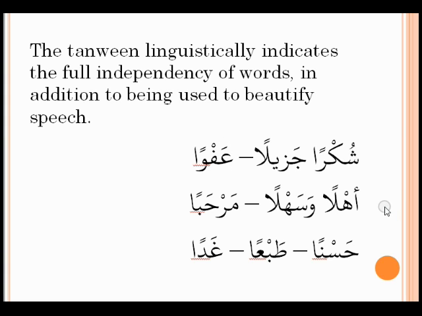The Arabic welcoming phrases, I'm sure you're familiar with, are ahlan wa sahlan, marhaban. They also include tanweens at the end of them. Of course, there are words like hasanan, tab'an. Hasanan is like okay. Tab'an means of course. Ghadan, also spelled with a tanween, means tomorrow.